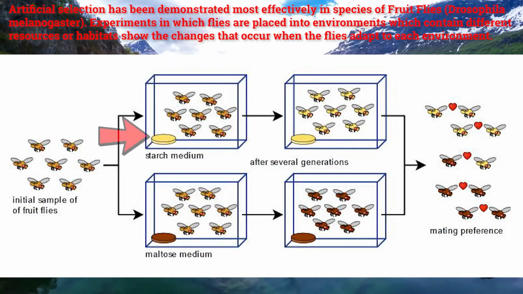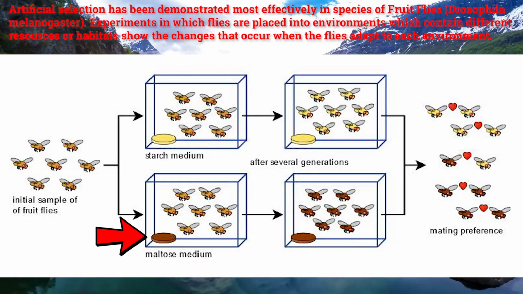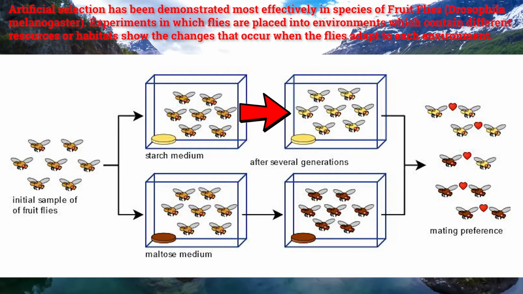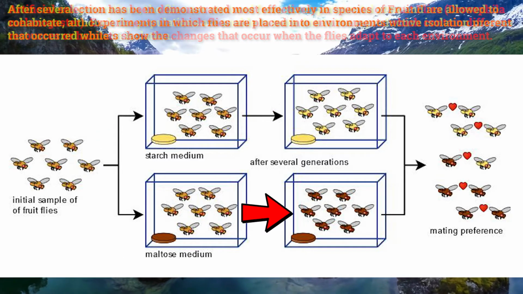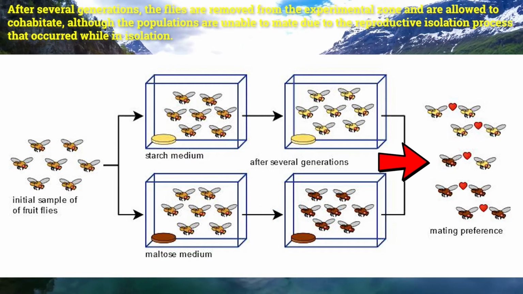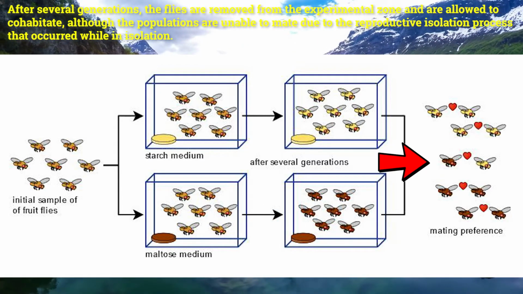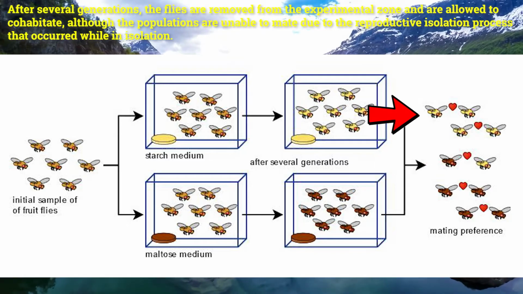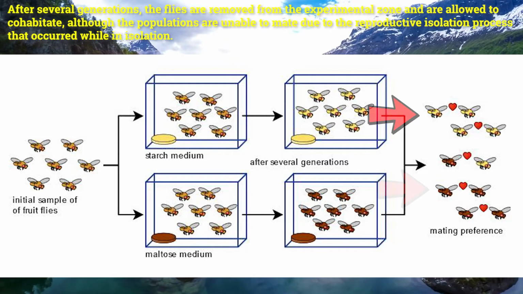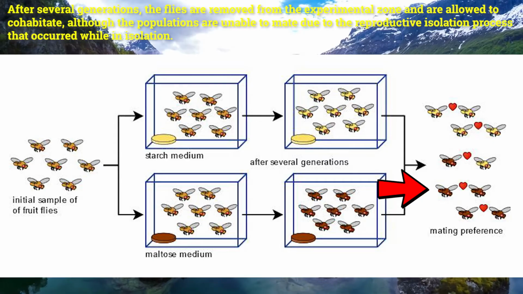Artificial selection has been demonstrated most effectively in species of fruit flies. Experiments in which flies are placed into environments which contain different resources or habitats show the changes that occur when the flies adapt to each environment. After several generations, the flies are removed from the experimental zone and are allowed to cohabitate. Although the populations are unable to mate due to the reproductive isolation process that occurred while in isolation.